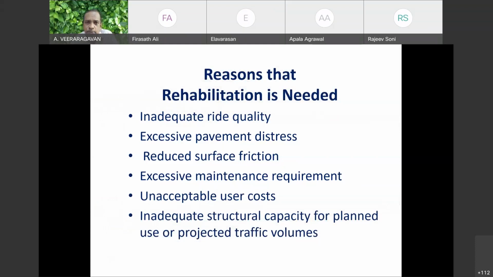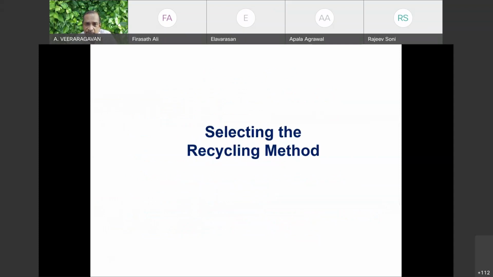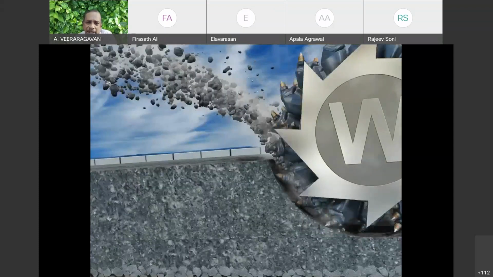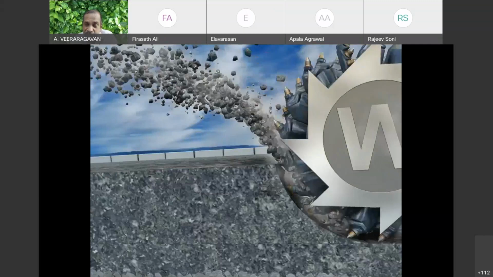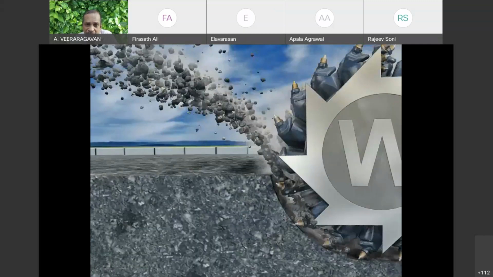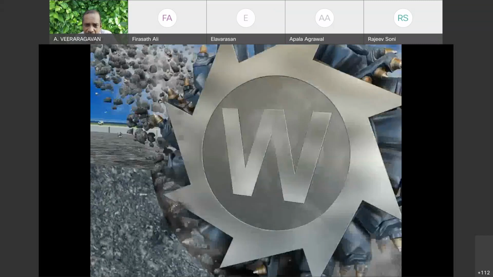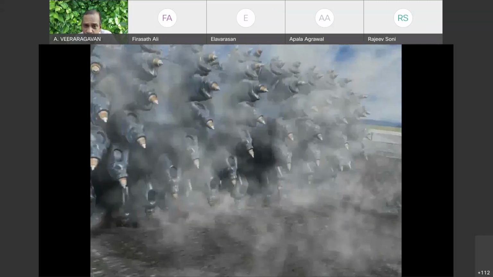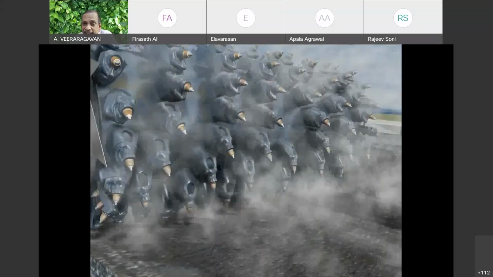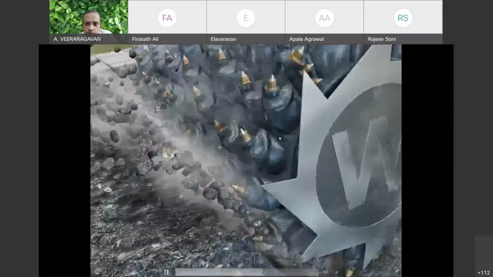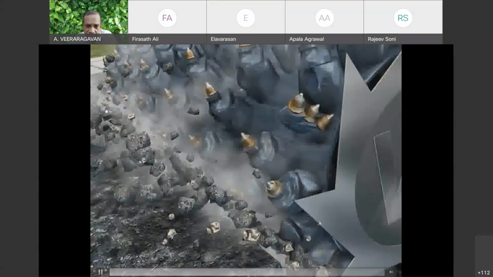When the riding quality is poor, pavement distresses are more, friction is less, there is excess maintenance requirement and unacceptable user cost, you can go in for recycling here, but you have to select the recycling method. I can mill the entire material, which is called full depth reclamation. I can mill only the bituminous layer. I can mill the bituminous layer and the base course. That again is an engineering solution. So you have to mill the material and reuse it again.